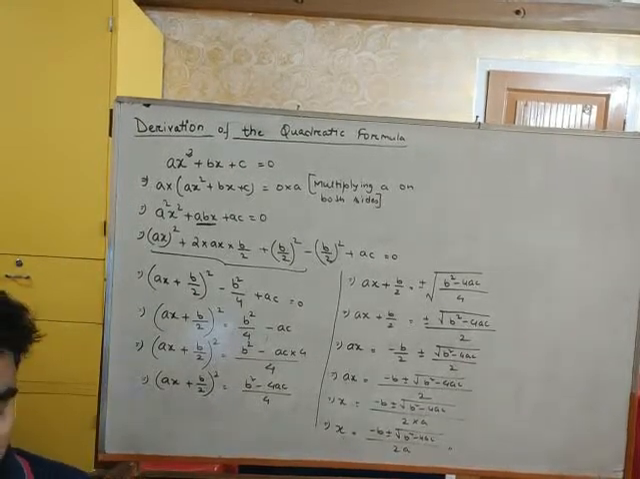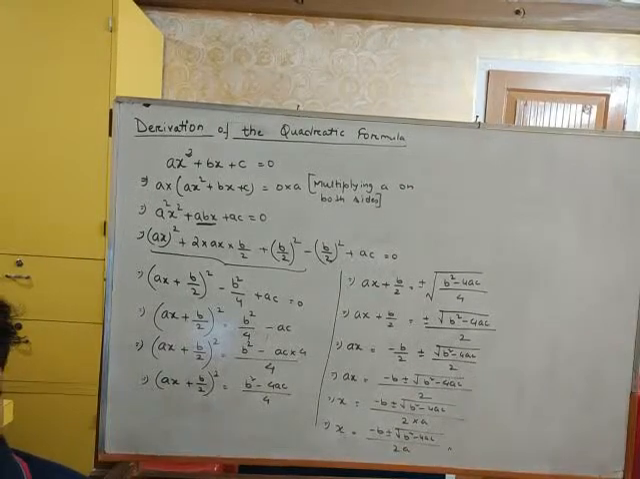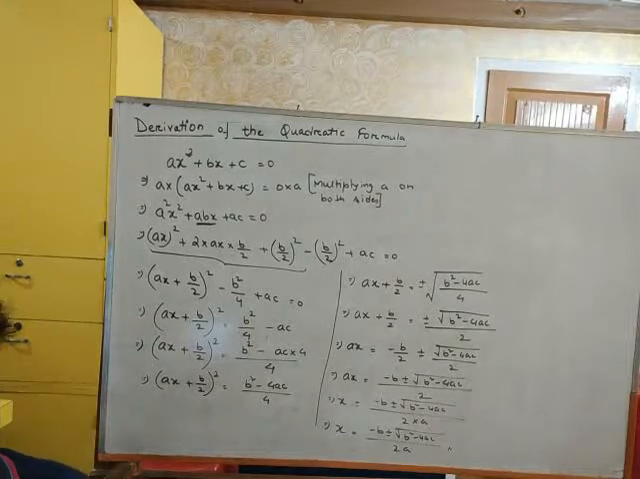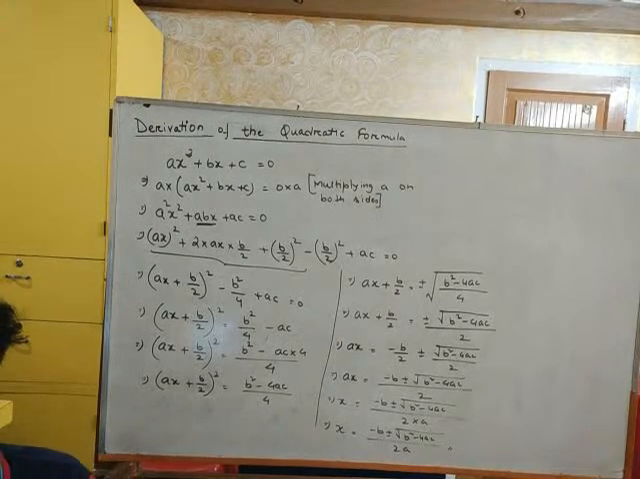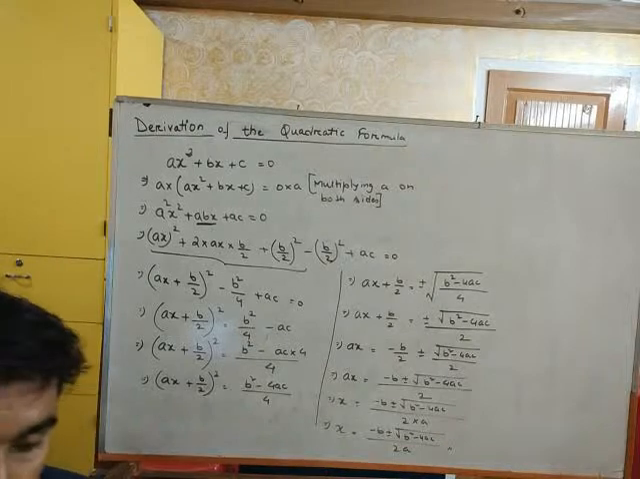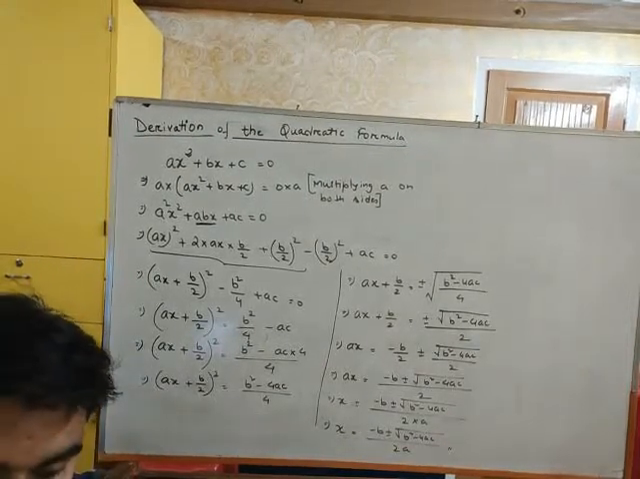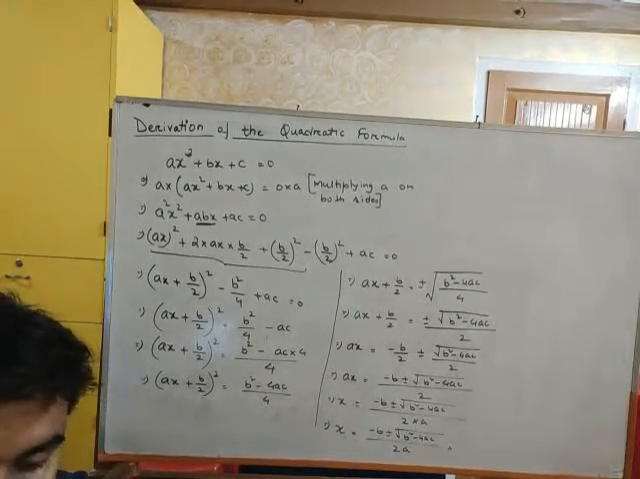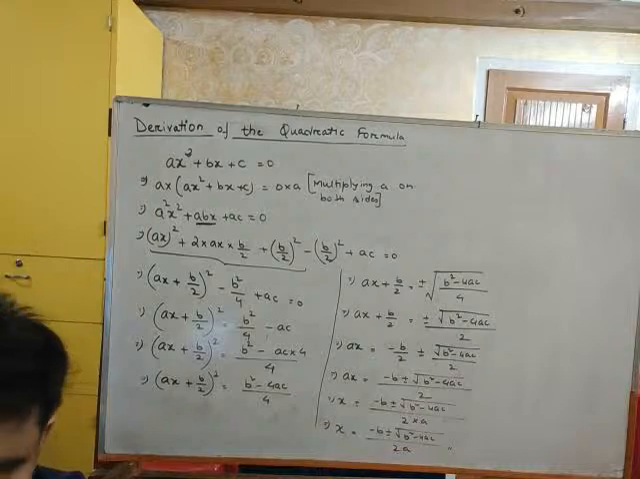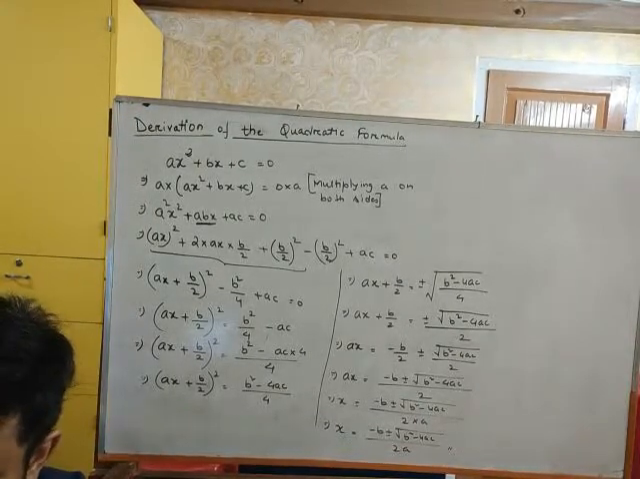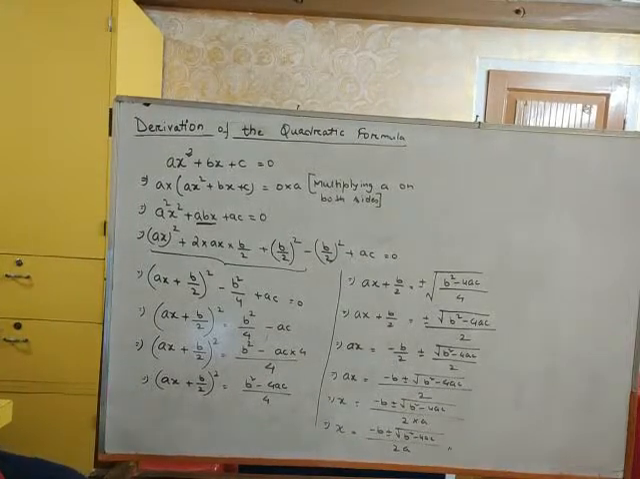Okay, let's see example number 11 then. Example number 11 says: find two consecutive odd positive integers, the sum of whose squares is 290. You need to find what? Two consecutive odd positive integers. Consecutive means the numbers which come one after the other.